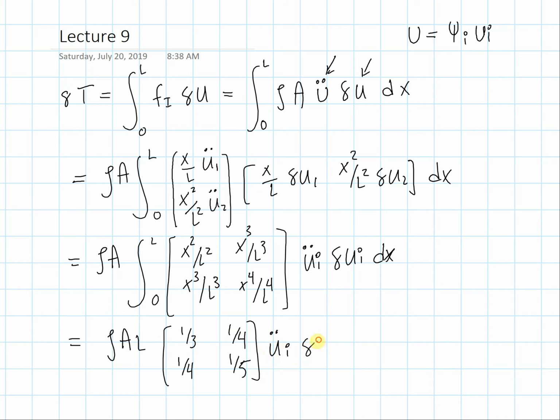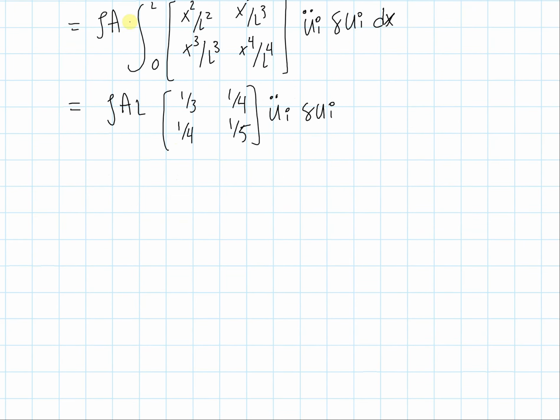All right, that's the inertial component, and it is taken care of. What are we going to do next? So we have to look at our virtual energy equation, and the next term I would say is the potential energy. So let's do delta V. All right, as it turns out, delta V is equal to the following: elastic modulus, area, U prime, delta U prime, dx.